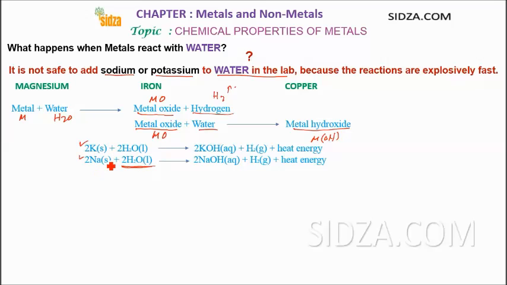So both metals here react with cold water and form the hydroxides. Potassium reacts with water and forms potassium hydroxide. Sodium reacts with water and forms sodium hydroxide plus hydrogen gas, and energy is released here.